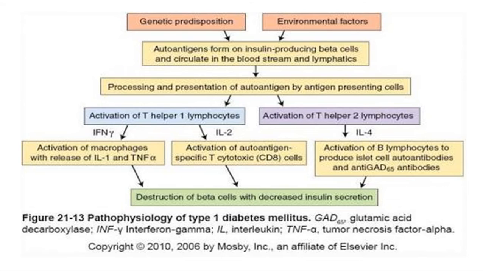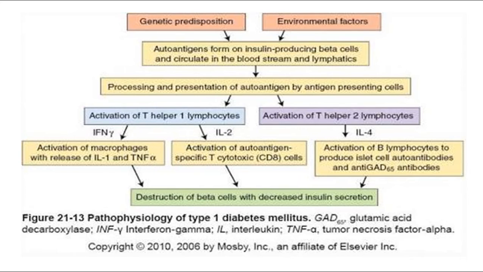So the genetic predisposition plus environmental factors lead to the autoantigen forming on insulin-producing beta cells and circulating in the bloodstream and lymphatics. Processing and presentation of the autoantigen by the APC, antigen presenting cells, leads to the activation of the T helper 1 lymphocyte, which is the CD4 positive T lymphocyte, and the activation of the CD8 positive cytotoxic T lymphocyte.